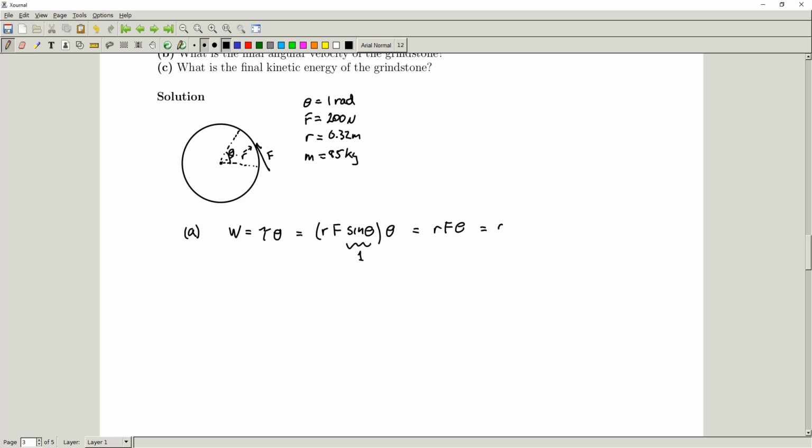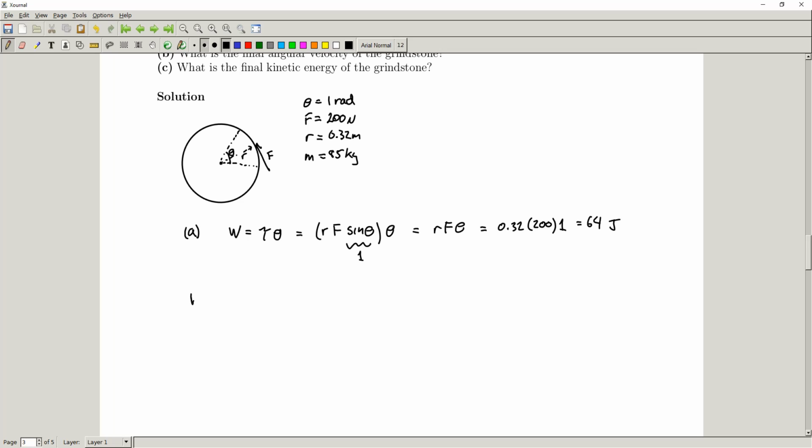We're going to end up with, well, our radius is 0.32 meters. Our applied force is 200 newtons, and we have that factor of 1 radian here, right? And so if we do that calculation, we're going to end up with 64. And what are the units on this going to be? Well, they're going to end up being joules. We know that, but we can also see that from these terms here. We have meters and we have newtons. So Newton meters gives us joules. This has no units. Radians are a unitless sort of unit, right? And so we end up with joules here.